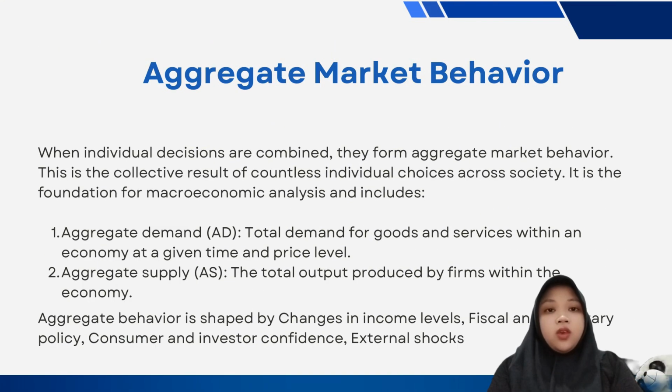Aggregate market behavior. When individual decisions are combined, they form aggregate market behavior. This is the collective result of countless individual choices across society. It's the foundation for macroeconomic analysis and includes aggregate demand, the total demand for goods and services within an economy at a given time and price level. Aggregate supply is the total output produced by firms within the economy. Aggregate behavior is shaped by changes in income level, fiscal and monetary policy, consumer and investor confidence, and external shocks.